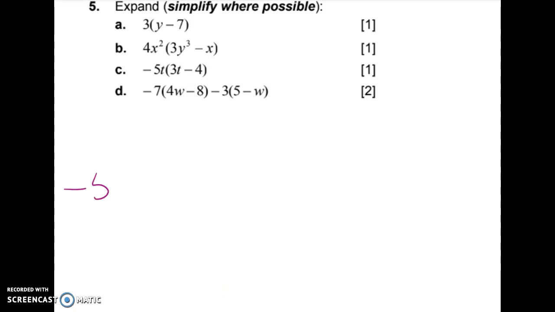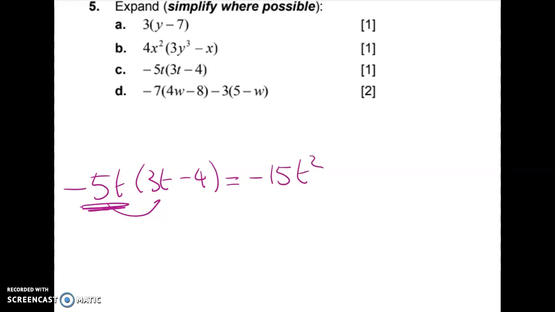So we've got negative 5t times 3t minus 4. Multiply this by this, and we get negative 15t squared. We multiply this by this, always keeping the sign with the number, and I get plus 20t.